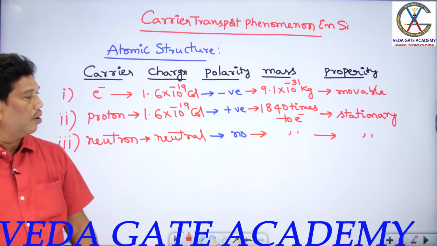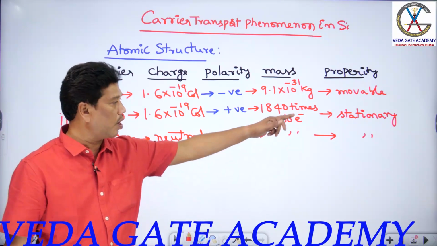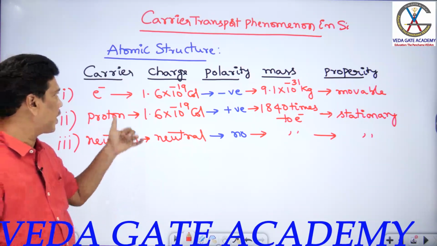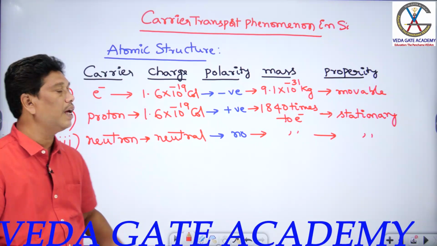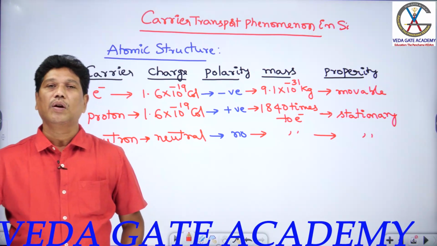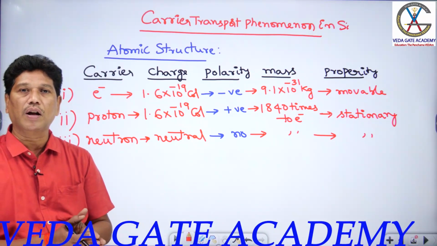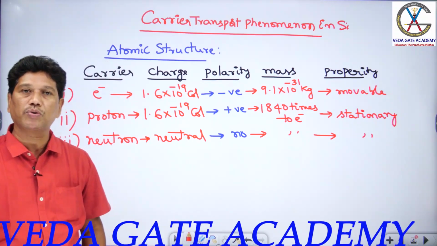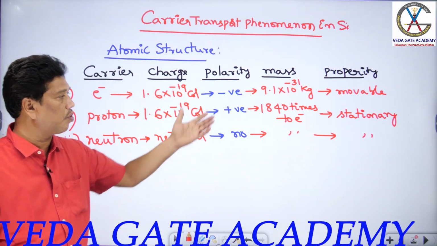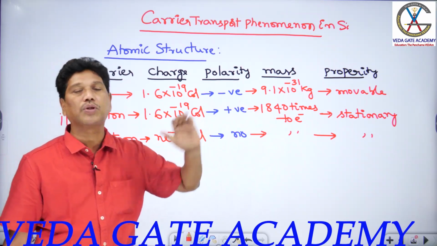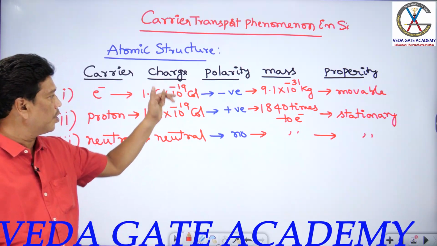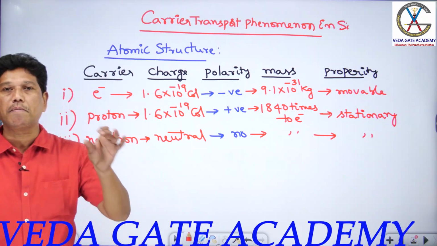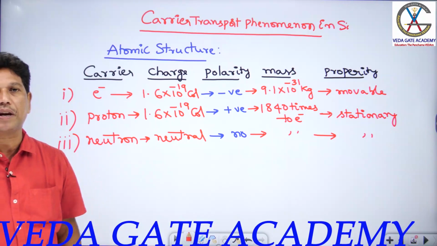Not only the proton, the neutron is also stationary. So who are the stationary particles in the case of an atom? Those are the proton and neutron. Even though the proton has a charge like an electron, because of its fixed position it is unable to participate in conductivity. What about the neutron? A neutron is a neutral particle, so it is also stationary. So these are the carriers considered inside the atom, and how they are placed in the atom you can examine now.